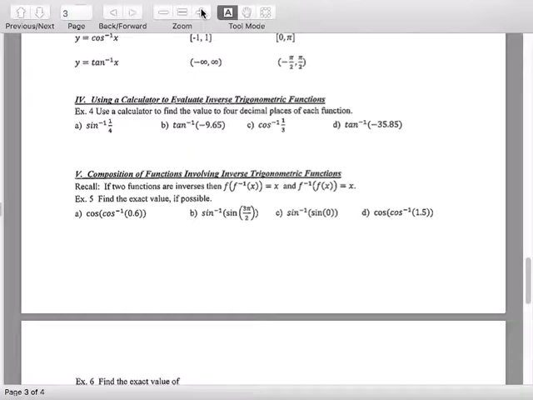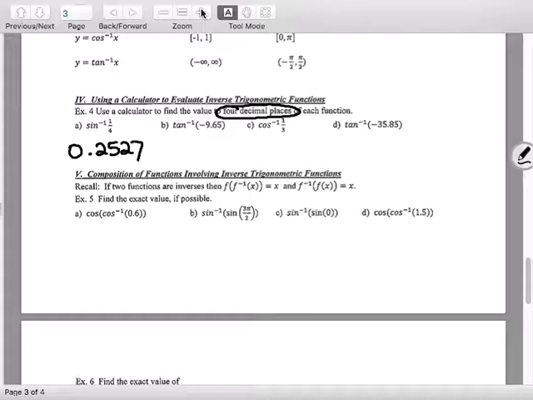So what I'd like you to do is just make sure you can use the buttons on your calculators. So inverse sine of 1/4, and this says go to 4 decimal places. All right, so then try the rest of these, okay?